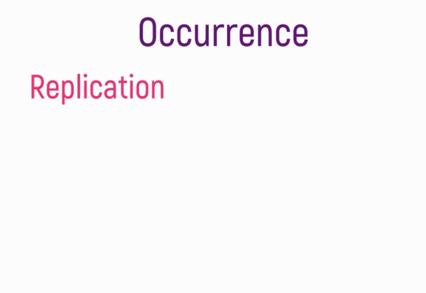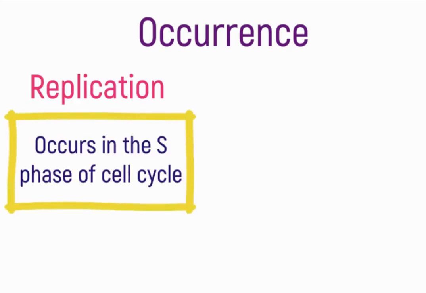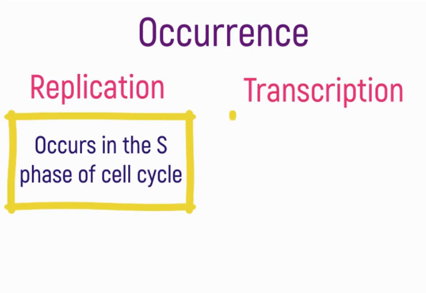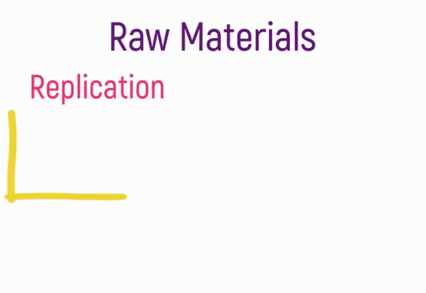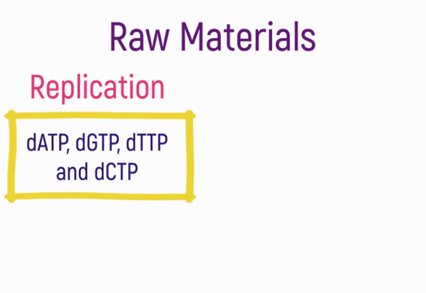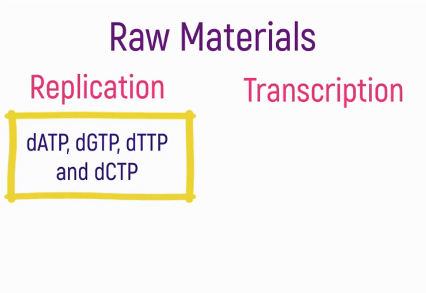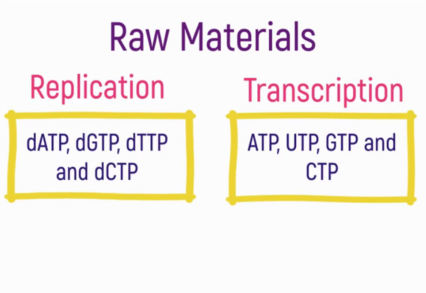DNA replication occurs in the S phase of the cell cycle, when the cell is preparing for division, while transcription occurs in the G1 and G2 phases of the cell cycle, when the cell needs to synthesize proteins. During DNA replication, deoxyribonucleoside triphosphates serve as raw materials, while during transcription, ribonucleoside triphosphates serve as raw materials.